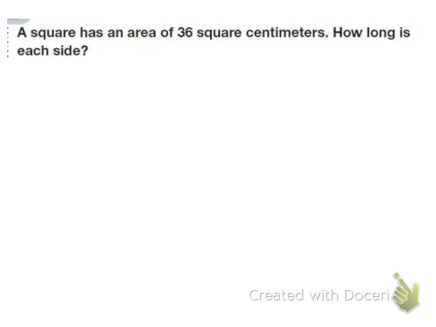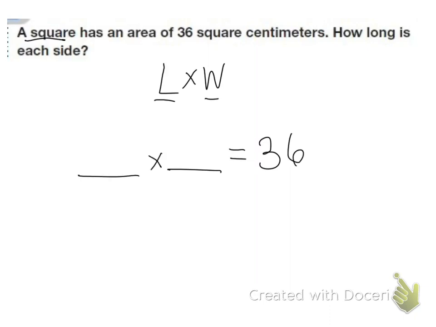Okay. All right. So this next part is talking about square root. If I know the area of a square, then I can find the length of each side. So let's say that a square has an area of 36 centimeters. How long is each side? Well, I know that area equals length times width. And since it's a square, both these numbers have to be the same. So I'm looking for two numbers that multiply together equals 36. And it has to be the same number. So I know that 6 times 6 equals 36. So if I'm going to have my square, the length of each side is going to be 6 centimeters.